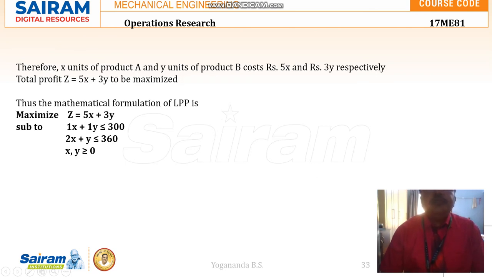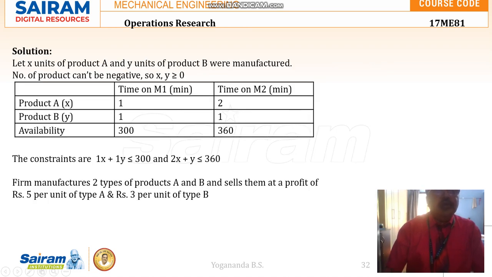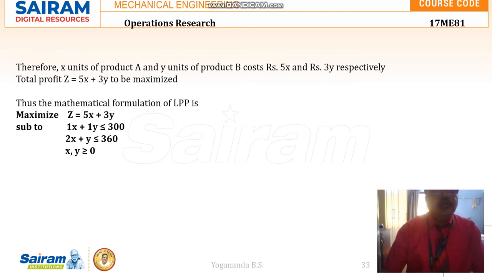And x, y will be greater than or equal to 0. The products produced cannot be negative, so x and y will take any value either equal to 0 or greater than 0. So the objective function statement is this: maximize Z equals 5x plus 3y, and the constraints are shown here. Thank you, friends.